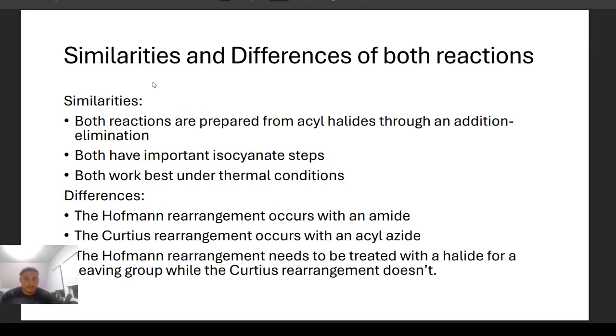The similarities and differences of both reactions. The similarities: both reactions are prepared from acyl halides through an addition-elimination. Both have important isocyanate steps. Both work best under thermal conditions.